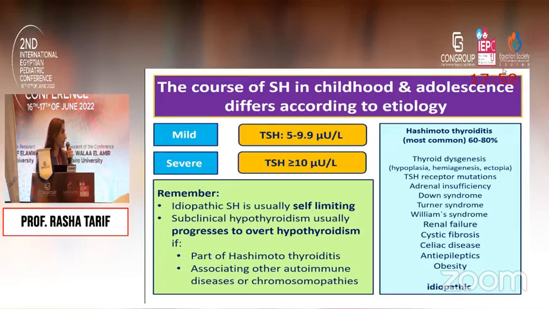You can see on the box on the right side that Hashimoto thyroiditis is the most common cause of acquired hypothyroidism in children. Also, there's another long list of causes, and sometimes it's idiopathic. Please remember that idiopathic subclinical hypothyroidism is usually self-limiting, while subclinical hypo progresses to overt hypothyroidism if it's part of Hashimoto thyroiditis or associating other autoimmune disease or chromosomal aberration.